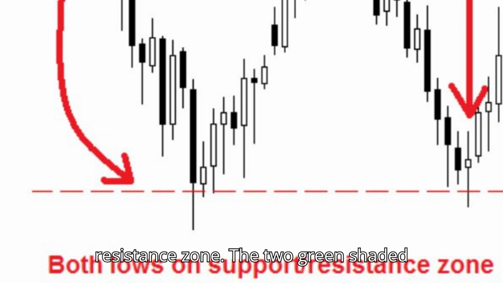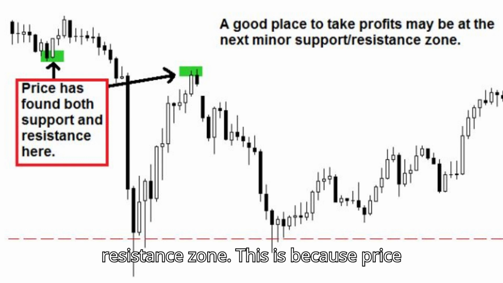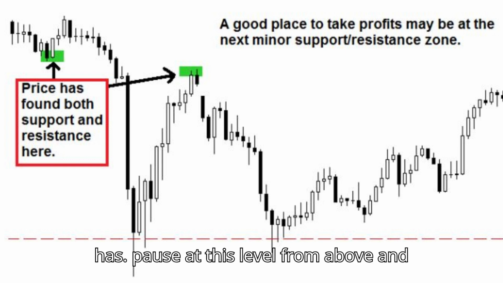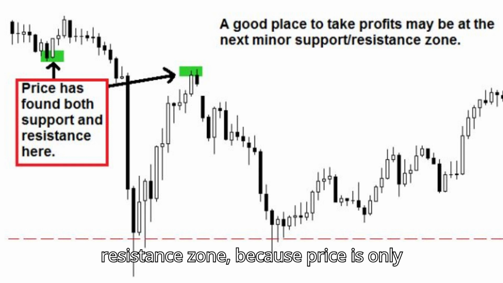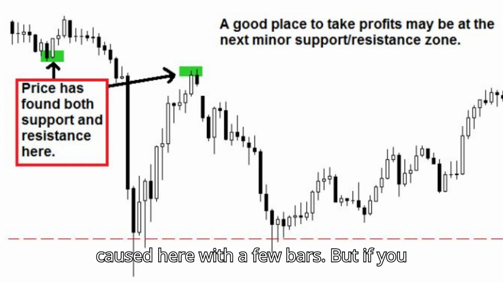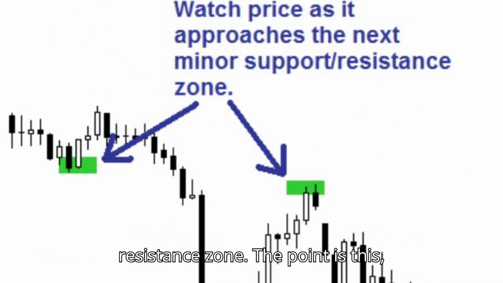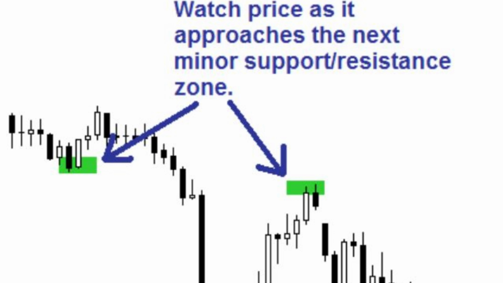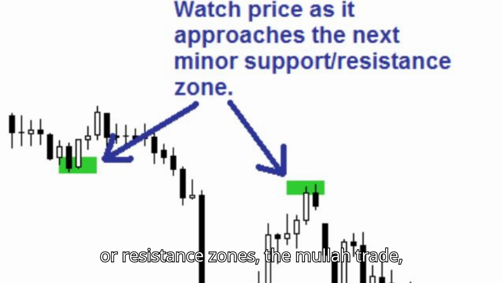You may decide the best place for a profit is near the most recent minor support or resistance zone. The two green shaded areas indicate a minor support or resistance zone. This is because price has paused at this level from above and from below. It isn't a major support or resistance zone because price has only paused here with a few bars. But if you examine the same area on a lower time frame chart, you will see that many bars have touched this area, and that is why it is considered a minor support or resistance zone. The point is this: when looking for a place where price might pause, always look to support or resistance zones.